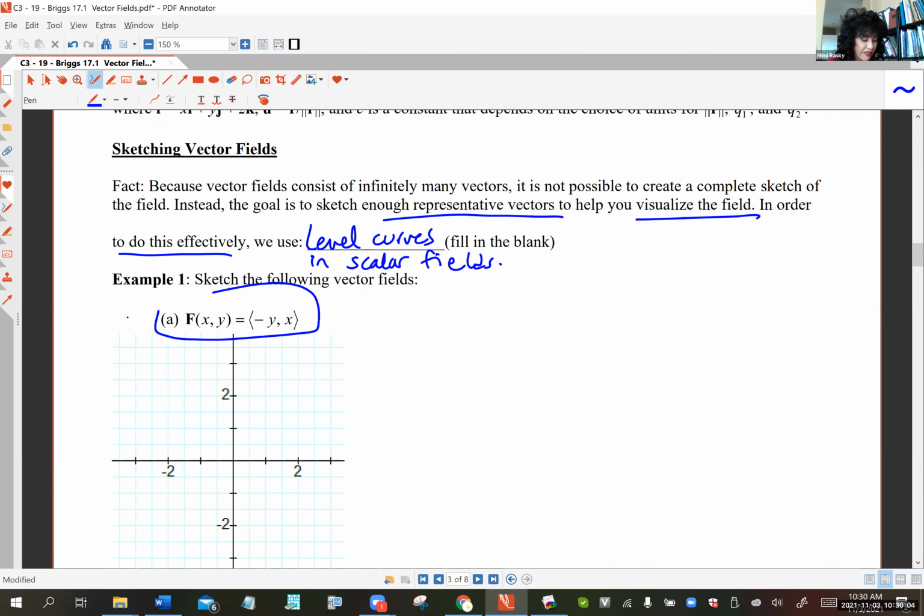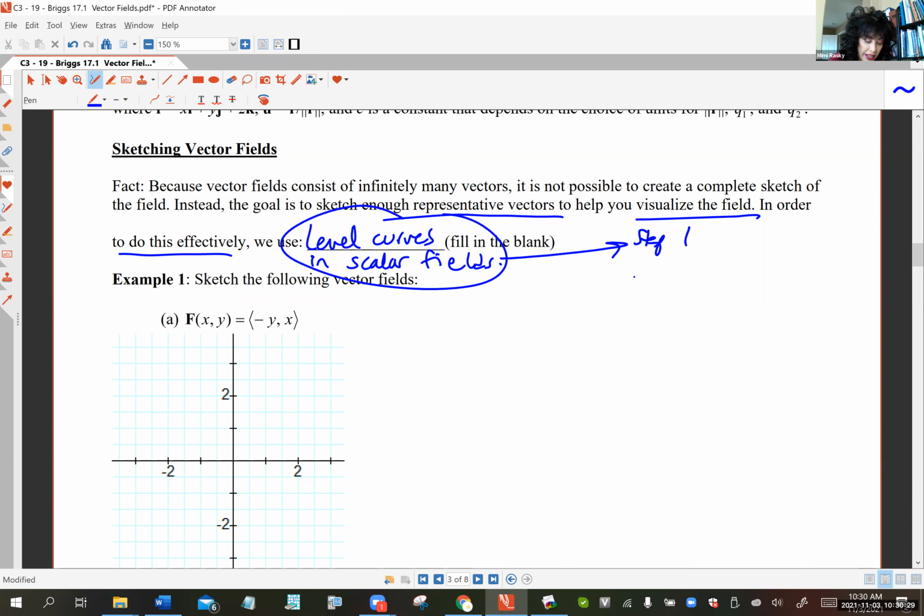So here is a vector field. F(x, y) is equal to a vector with components negative y and positive x. What the heck is that going to look like? Don't know. We're going to find out. So the first thing you're going to do, because you don't want to draw 50,000 vectors, is you figure out the level curves in scalar fields.